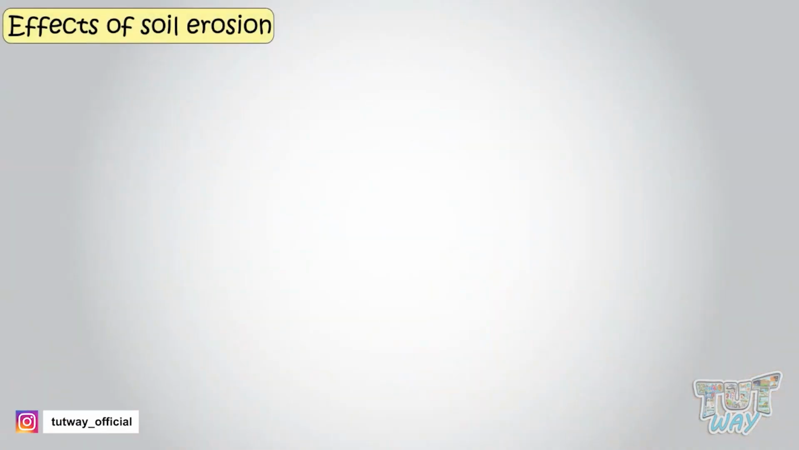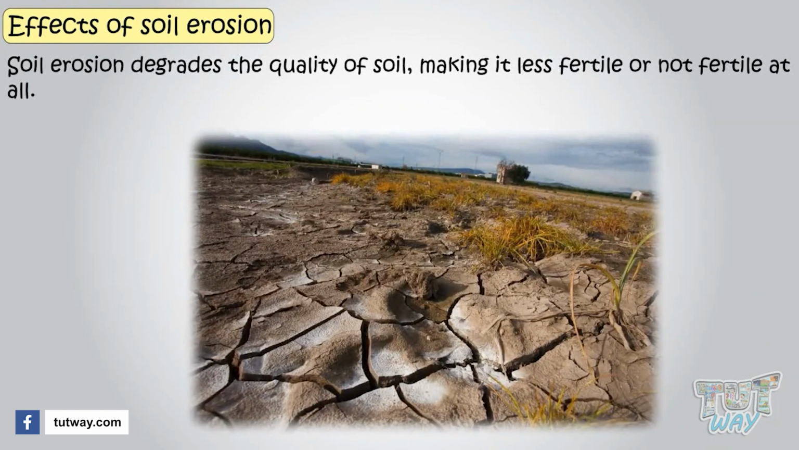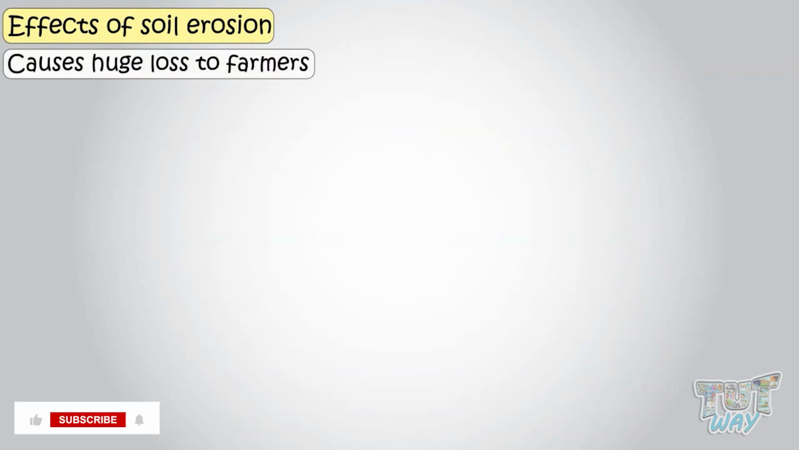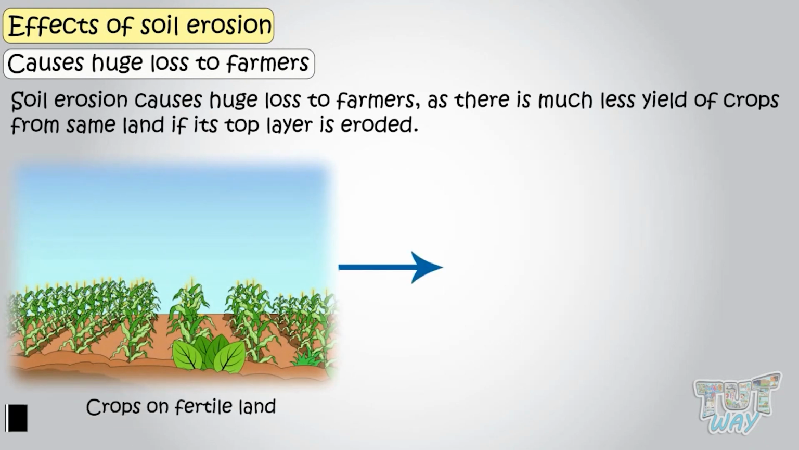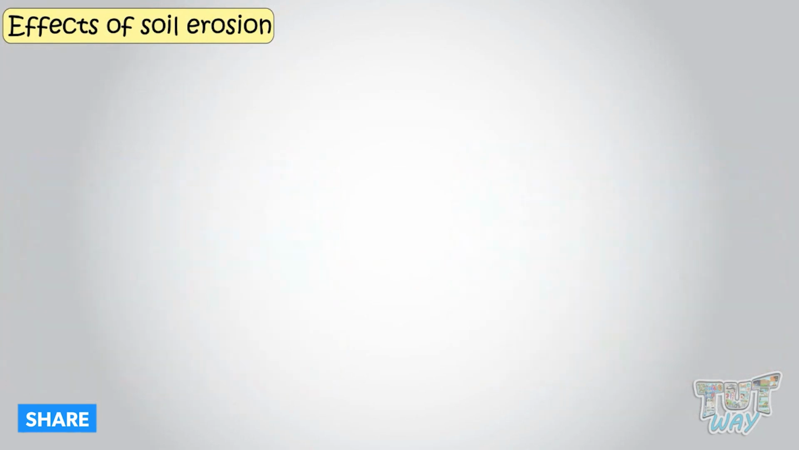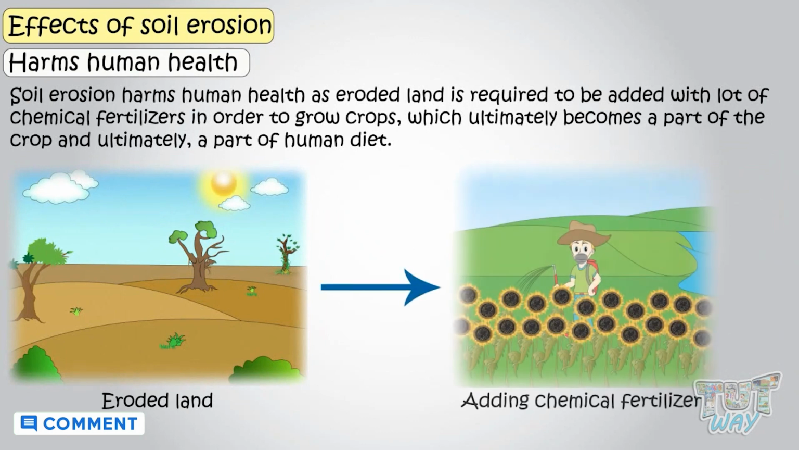Now let's see the effects of soil erosion. First of all, it degrades the quality of soil, making it less fertile or not fertile at all, which causes huge loss to farmers as there is much less yield of crops from the same land. If its top layer is eroded, it harms human health. Eroded land needs to be treated with a lot of chemical fertilizers in order to grow crops, which ultimately become part of the crop and human diet and affect our health.